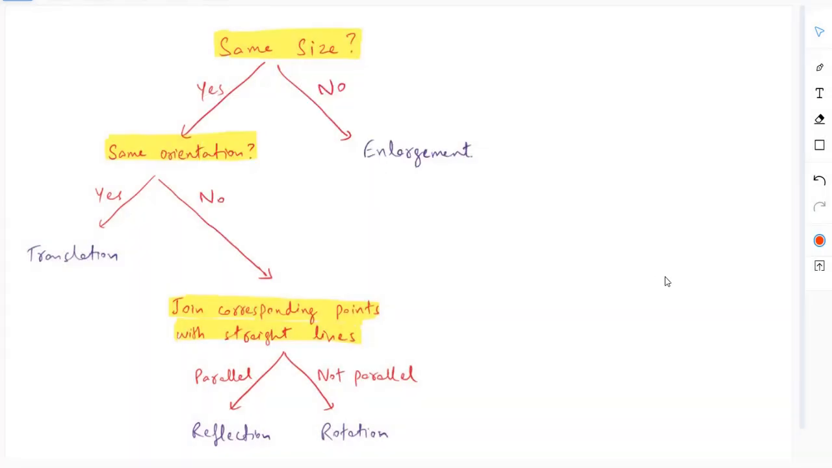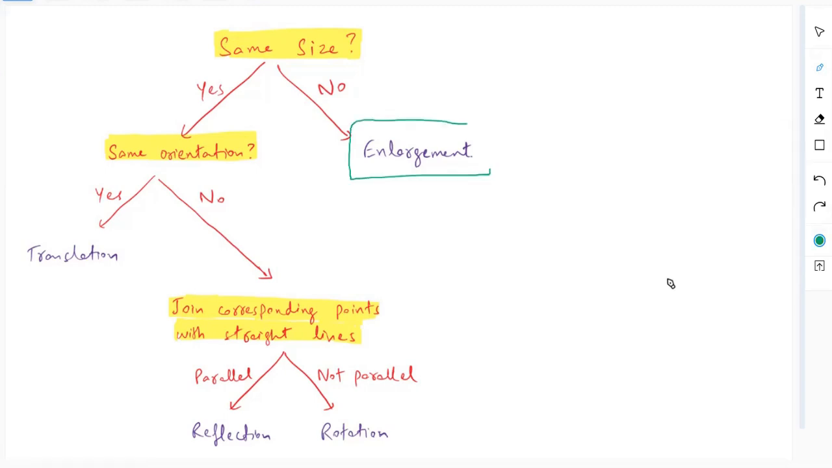All right, so let's start with this. This was the chart that I showed you yesterday, on how you decide which transformation is there in a particular problem. This is the way to think about it. सबसे पहली चीज जो आपको clearly नजर आनी चाहिए, that is whether the size of the shape, the size of the figures that you have, has changed or not. Is the size same or not? If the size is not the same, that means it's going to be an enlargement.